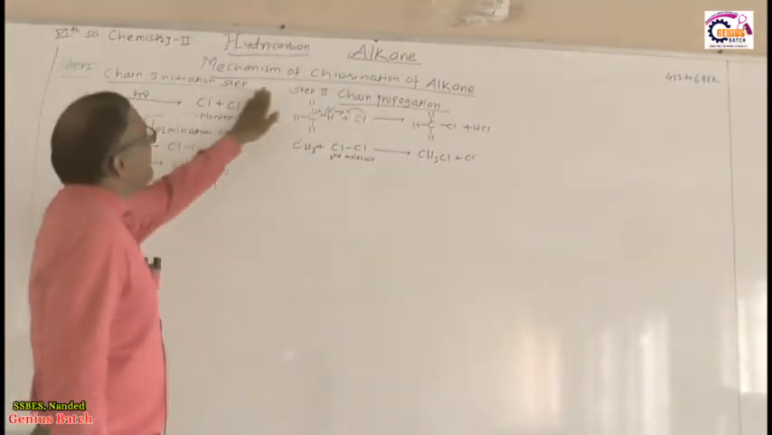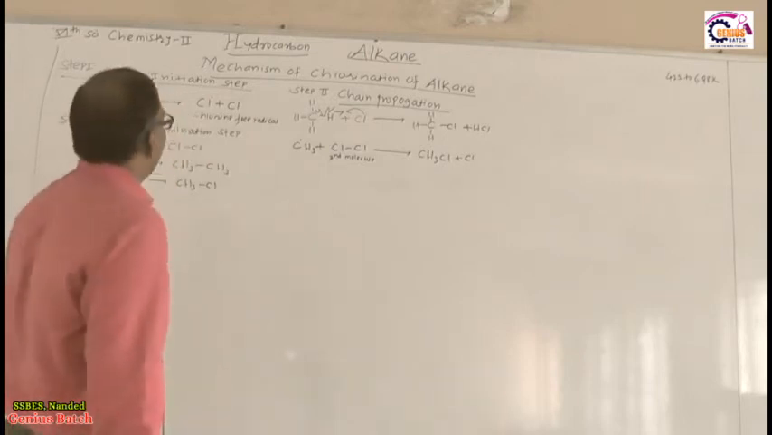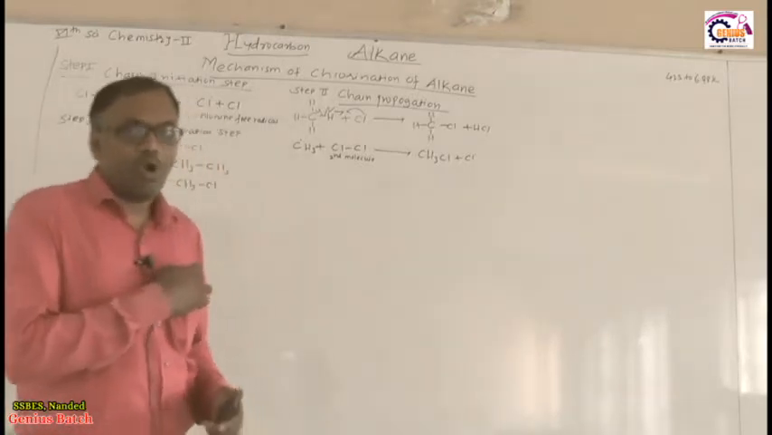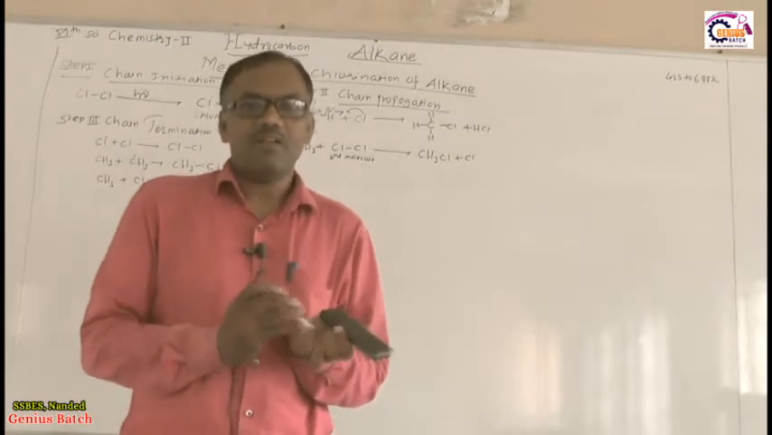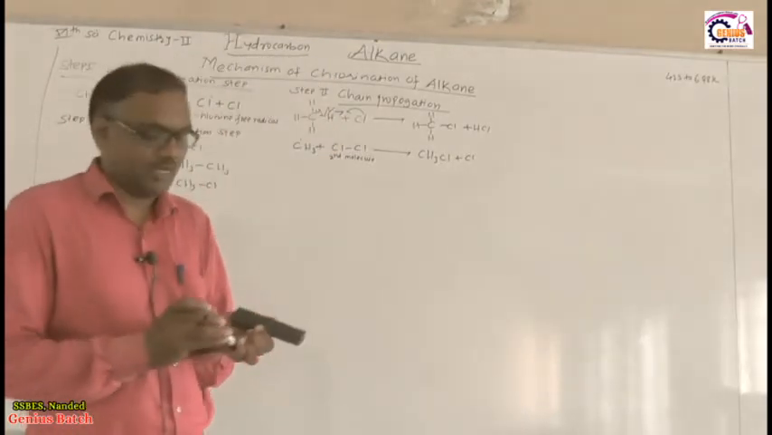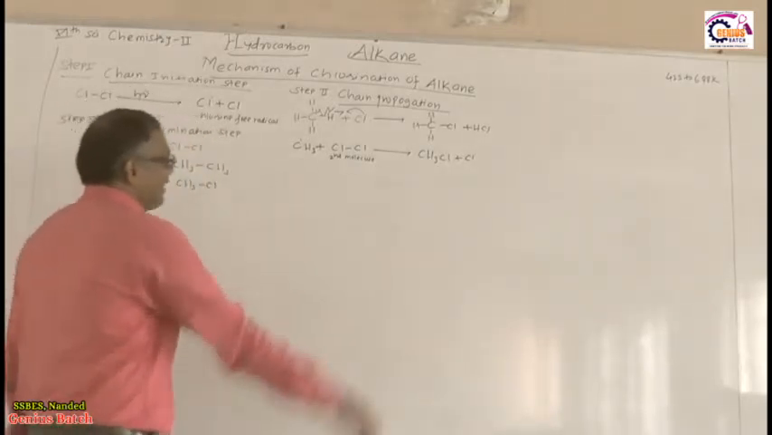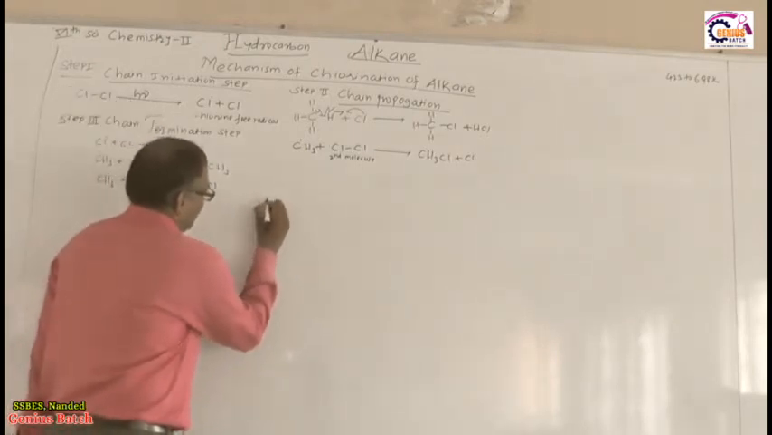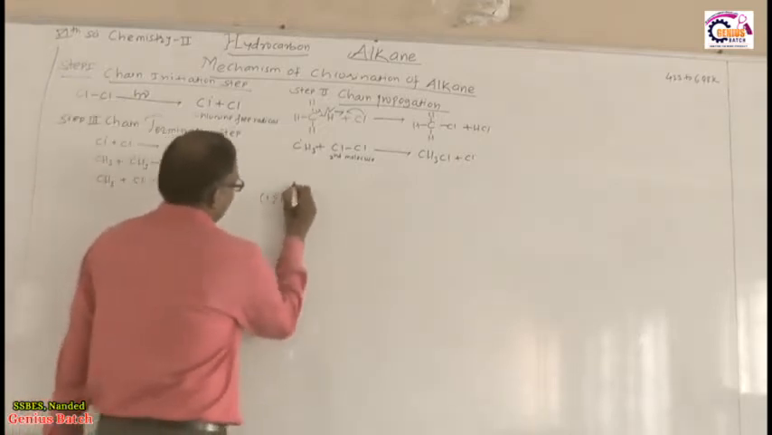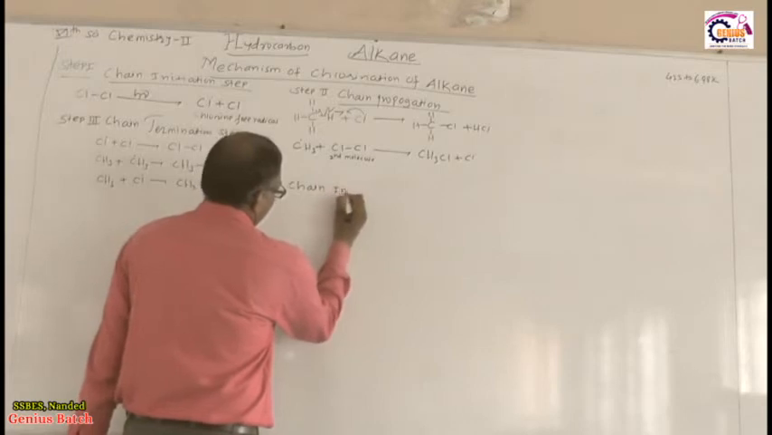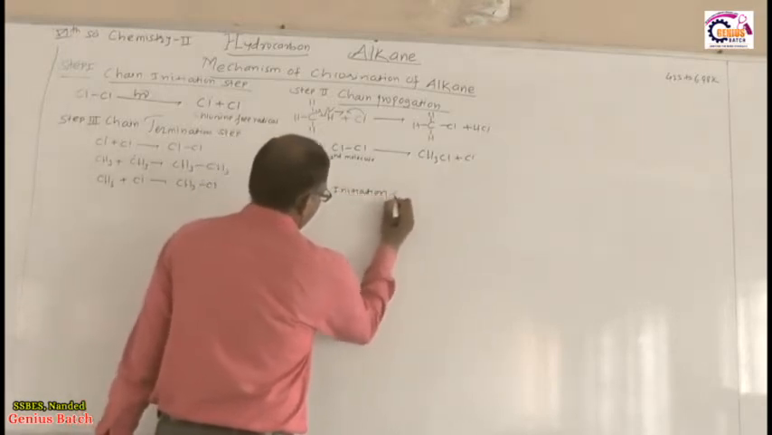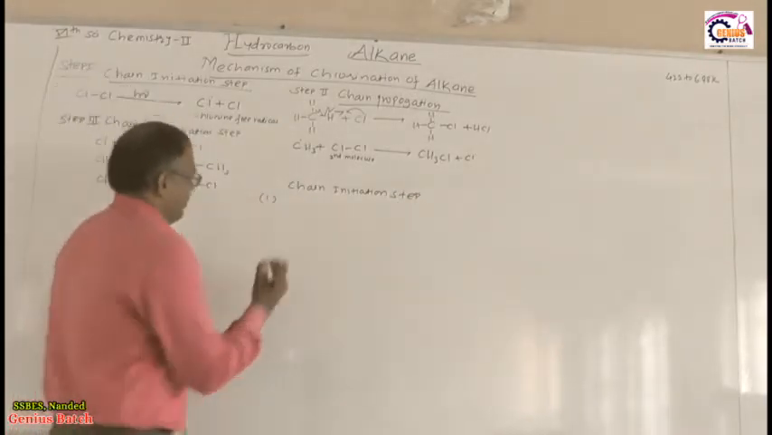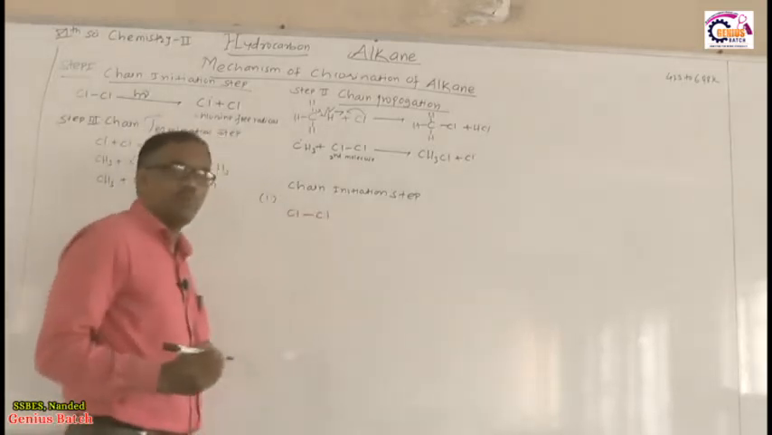In the mechanism of chlorination of alkane, there are three steps. The first step is the chain initiation step. How is the chain initiation step carried out? We know that in the chlorination of alkane, chlorine is the reagent. So this first step is called the chain initiation step. How is it carried out? First of all, we have the chlorine molecule, right?